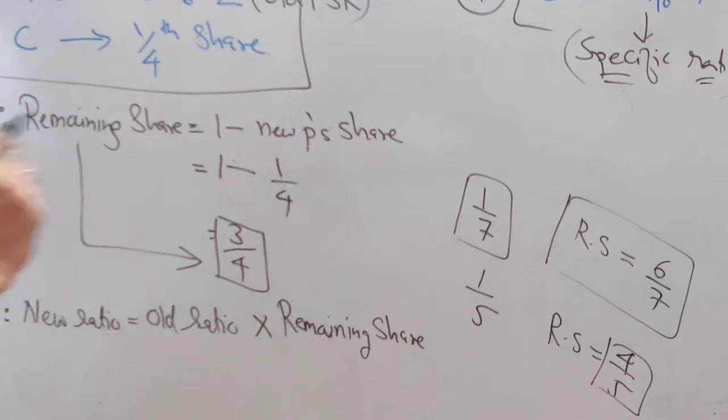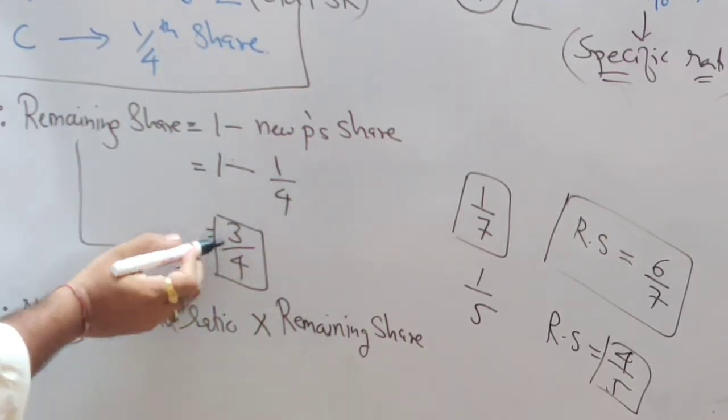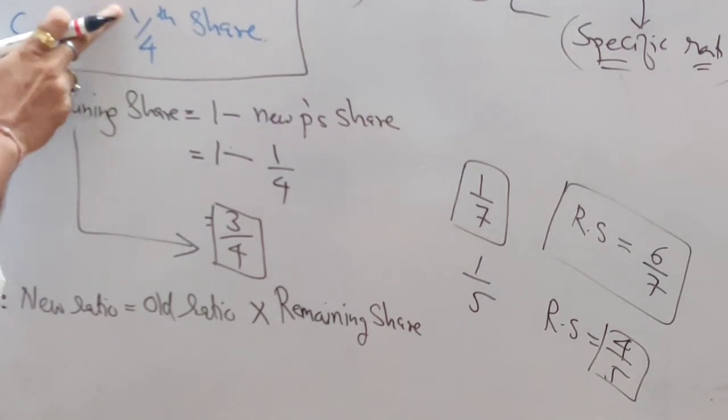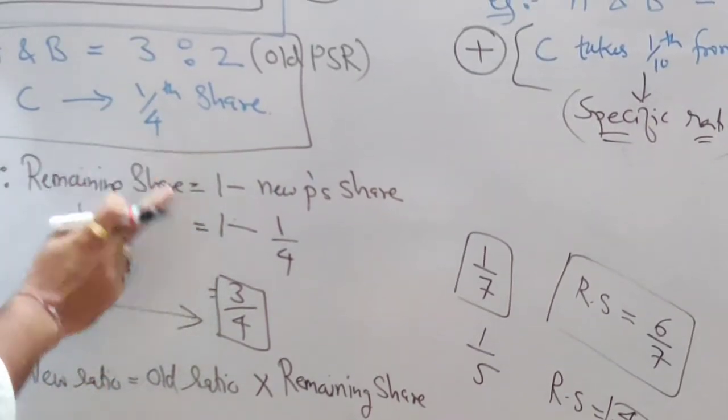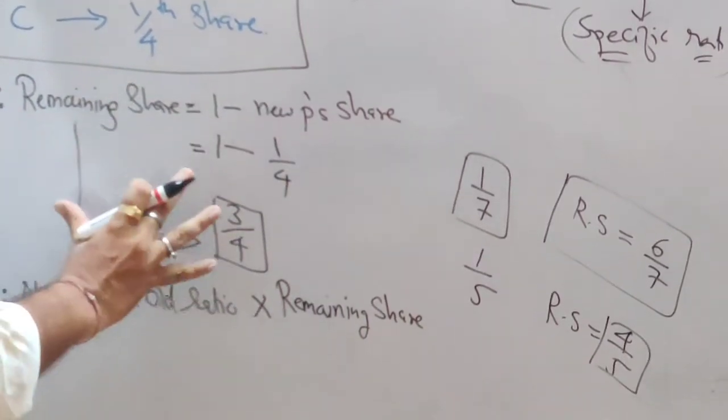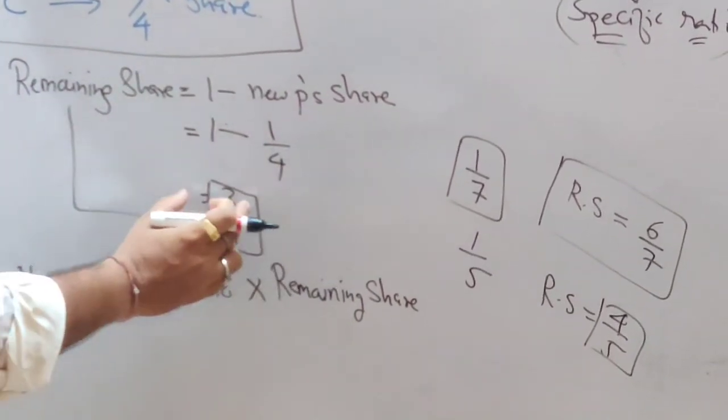The new partner share is 1/4. So doing LCM, you will get 3 upon 4, and you can even apply a shortcut. 4 minus 1 is 3. So 3 upon 4 is your remaining share. Am I clear with step 1? This is how you calculate the remaining share.